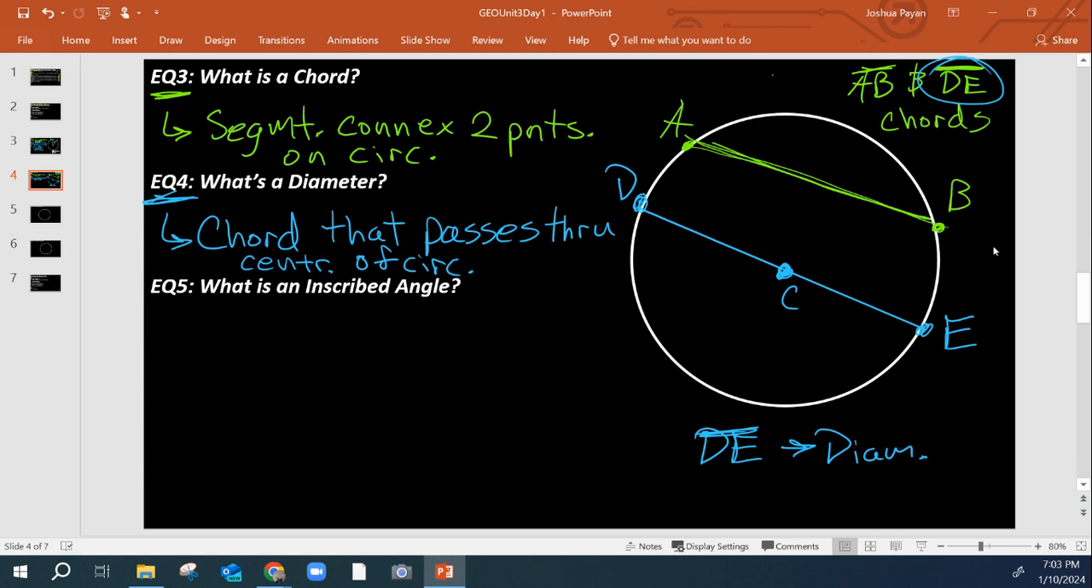Okay, it's a diameter because it's a chord that passes through the center of a circle. Okay, and last thing on this page, so EQ5. What is an inscribed angle?